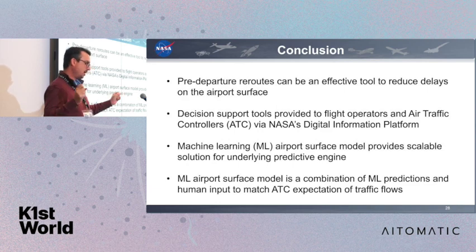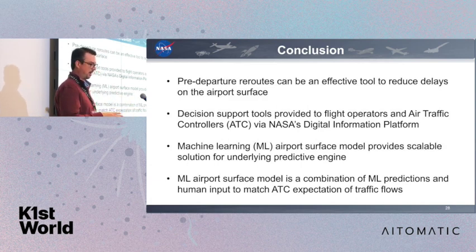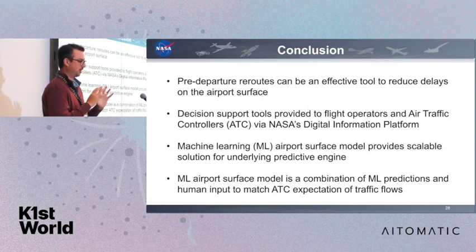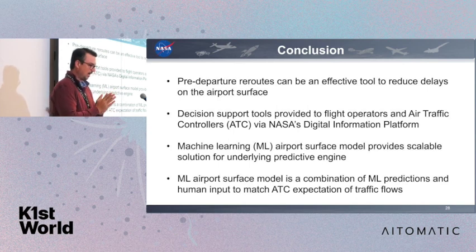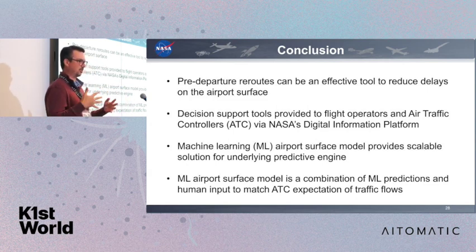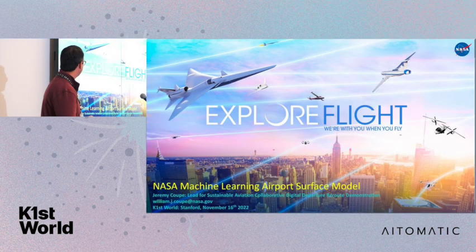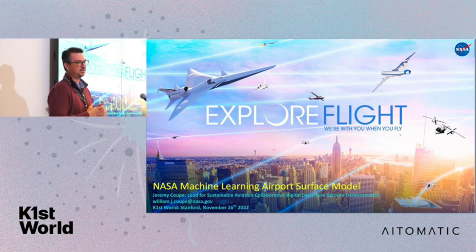The machine learning was not about making a model that was way more accurate than our legacy physics-based models. It was about providing a scalable solution for the underlying predictive engine. Ultimately, the machine learning airport surface model is a combination of both machine learning predictions and human input, to make sure that we match ATC expectation of traffic flows and don't conflict there. So that was the end, and I'm happy to take any questions.